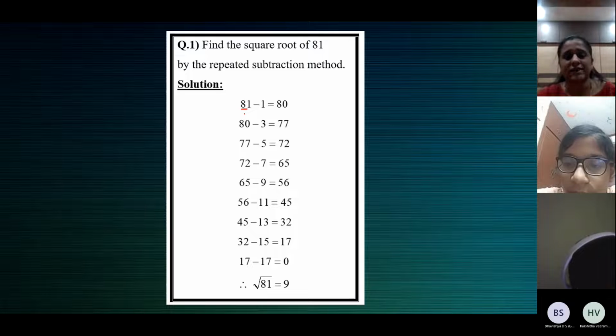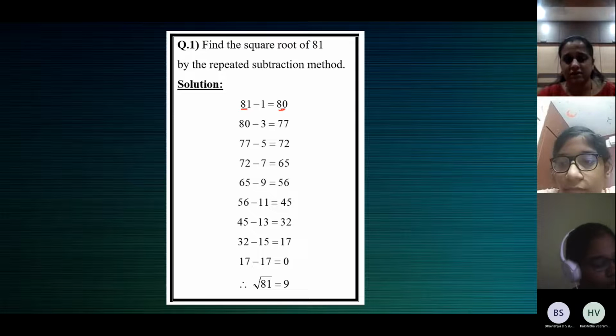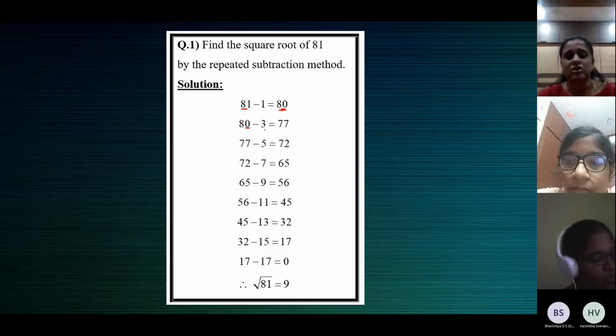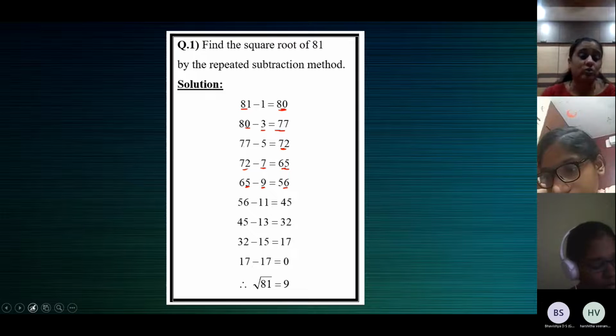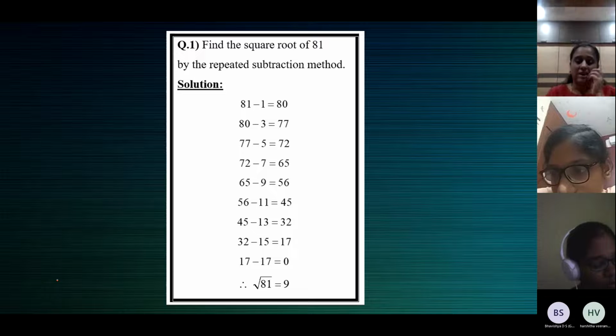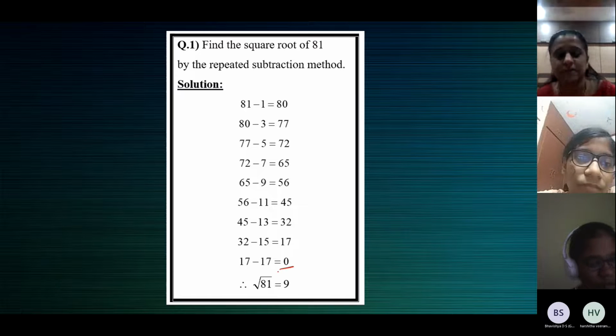Take 81 minus the first odd number, 1, which gives you 80. Now write the answer 80 and subtract the second odd number, minus 3, 77. Then 77 minus 5, 72. 72 minus 7, 65. Then 65 minus 9, 56. Go on like that till you get 0. At a point, you will get 0 as the answer.